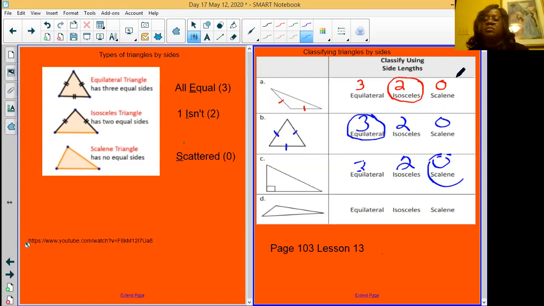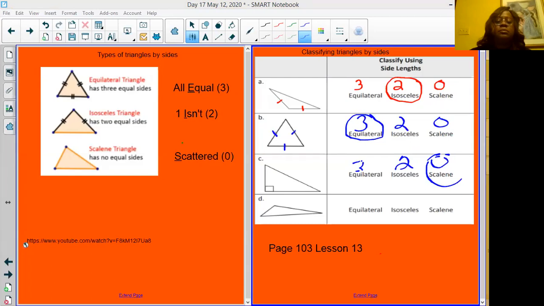Okay, so we're going to pause right there. I'm going to let you watch a quick video before you do your You-Do. Classify a triangle by sides.